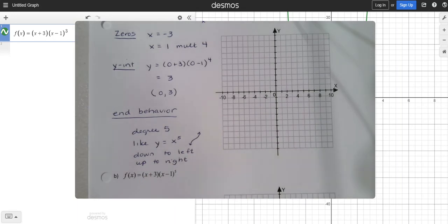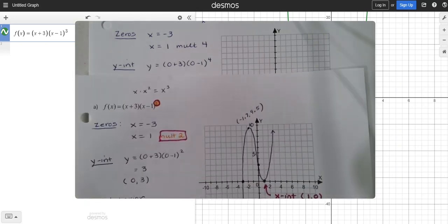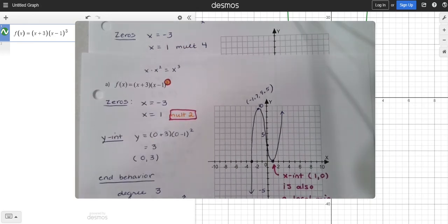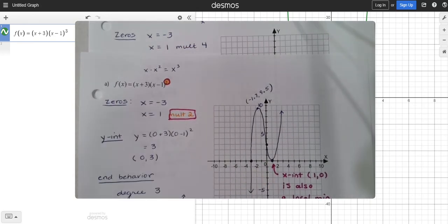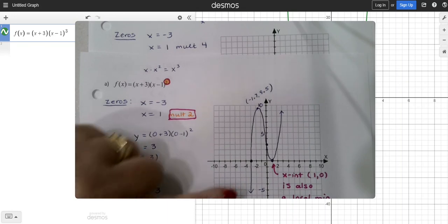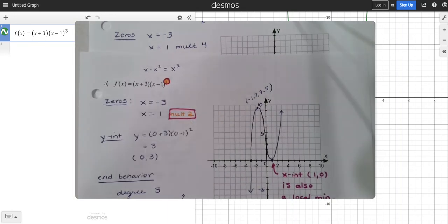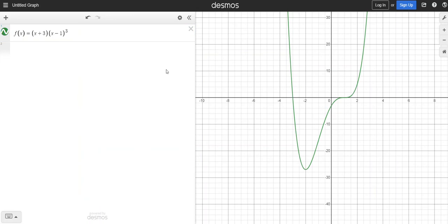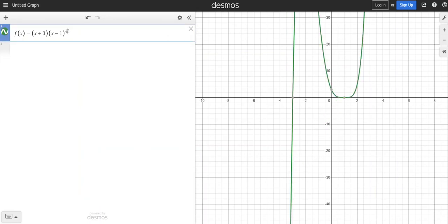All right. I would predict then that this graph is going to look a whole lot like this first one, right? With the even multiplicity on the 0 at 1, I'm expecting that kind of a vertex shape or a turning point. I'm expecting down to the left, up to the right. I think this new graph will probably be steeper because it's a higher degree, but I think it's going to look a lot like that first graph. Just change this to a 4th power. There it is.